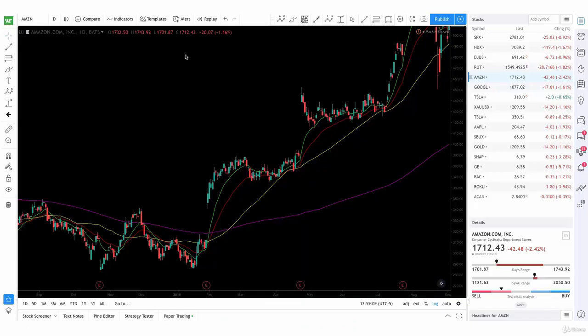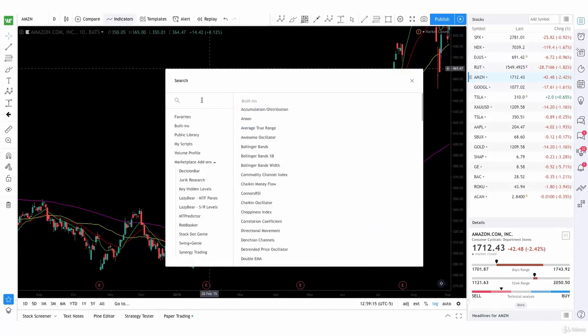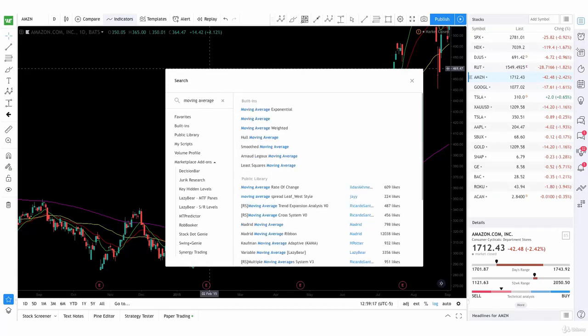Alright, now we're going to talk about moving averages. If you go on top here where the indicators are and type moving average, there are two main moving averages: the simple moving average and the exponential moving average. The difference is in the mathematical equation used to calculate them. The exponential one is going to take into account more of the recent price action.